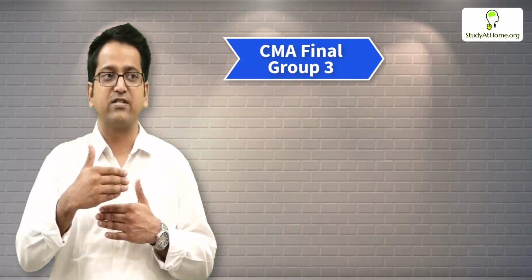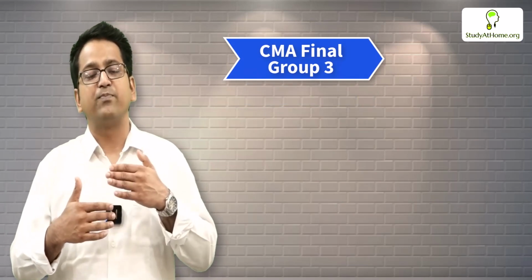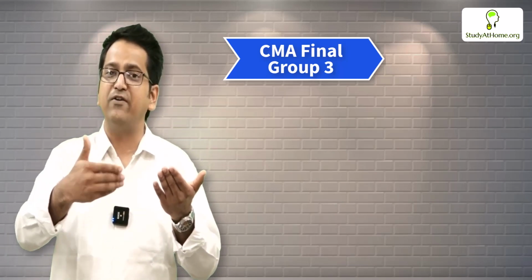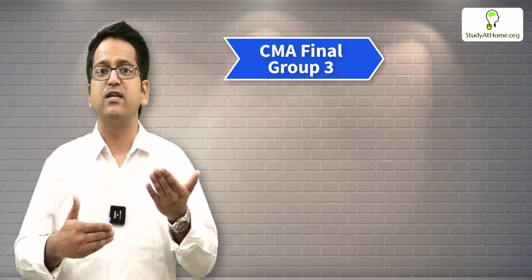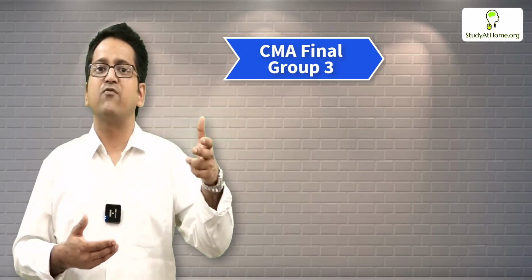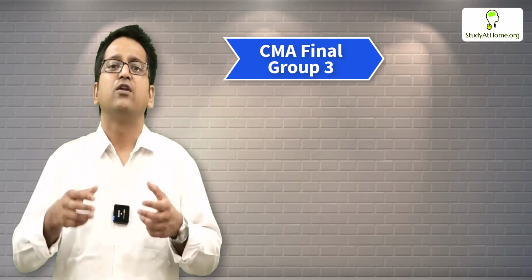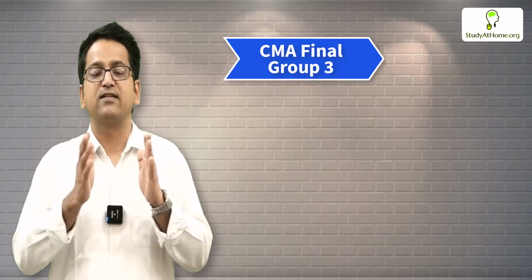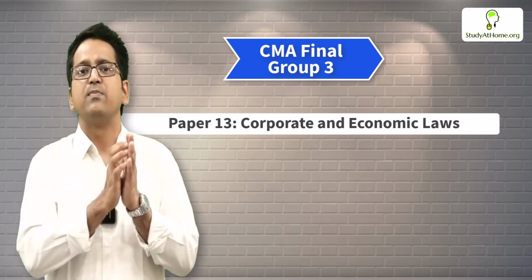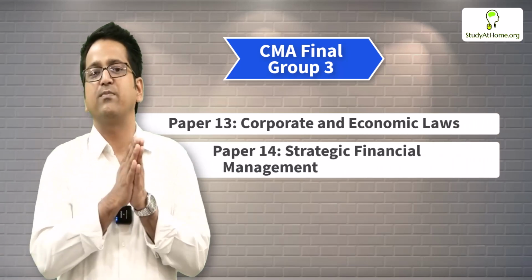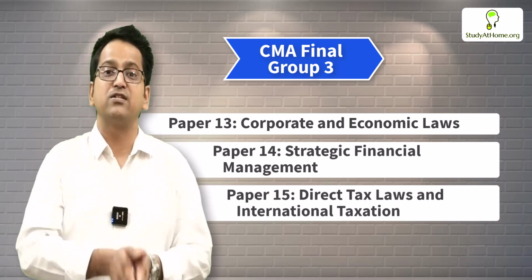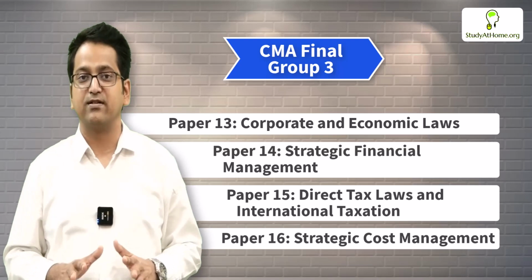Now let me tell you how it starts with paper number 13. Paper 1, 2, 3, 4 was in Foundation, and paper 5 to paper 12 was in CMA Intermediate. Right? So 8 papers of Intermediate and 4 papers of Foundation become total 12 papers. Now, group 3 of Final starts with paper number 13. Paper number 13 is Corporate and Economic Laws. Paper 14, Strategic Financial Management. Paper 15, Direct Tax Laws and International Taxation. And paper 16 is Strategic Cost Management.